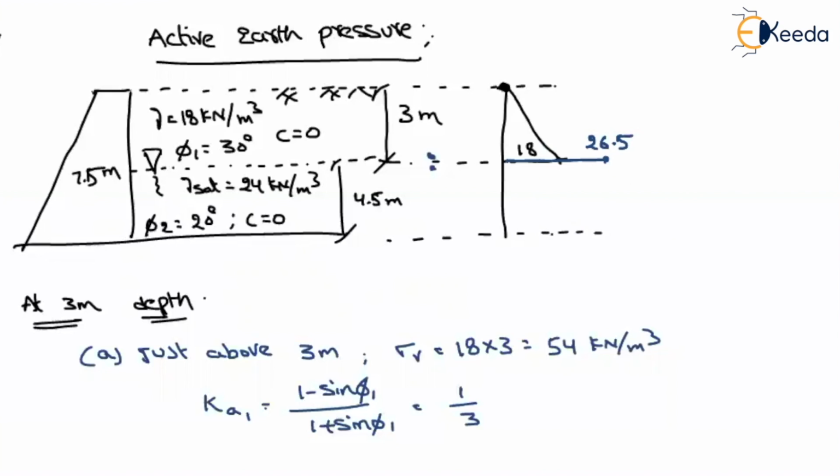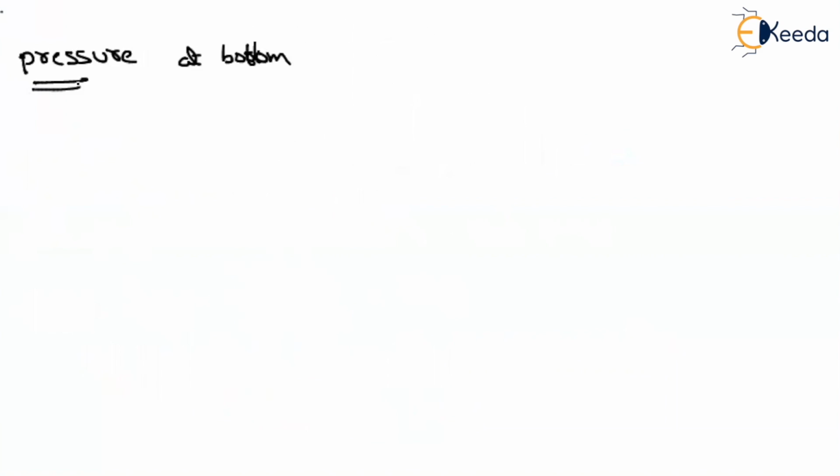Let us find out what is the active earth pressure at the bottom. Up to 3 meters, our soil is in dry condition. After that, we are having the water table. That means your vertical stress has to be in an effective manner. So what is the effective vertical stress? Up to 3 meters, we are having dry condition, so directly we can take the weight density, but after 3 meters, we are having the water table. There we have to consider the submerged unit weight. What is the submerged unit weight? That is 4.5 into gamma dash.